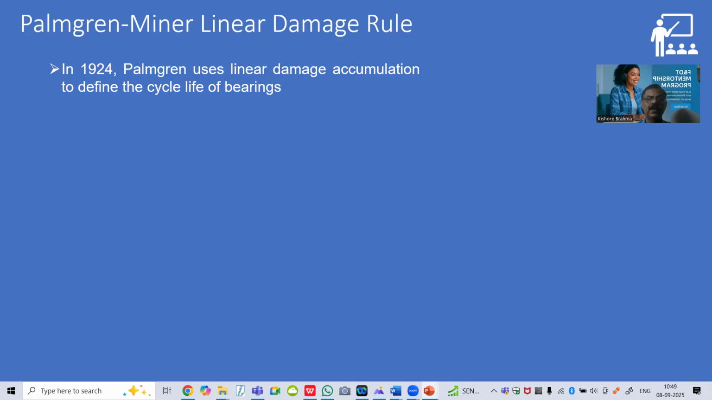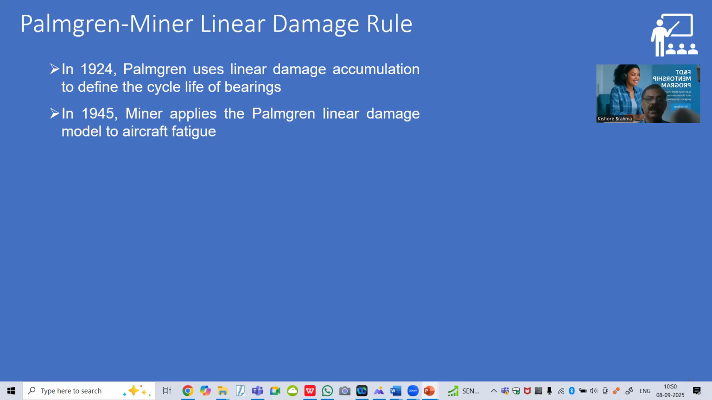In 1924, Palmgren used linear damage accumulation to define the cyclic life of bearings, which was basically used for heavy industry. It was borrowed by Miner in 1945 to apply to damage in aircraft fatigue, so it is known as Miner's rule.